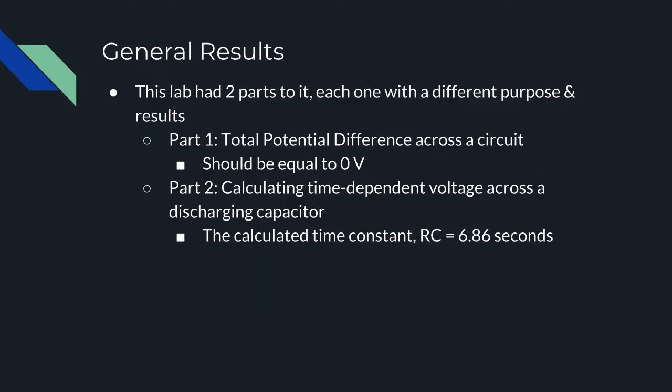This lab had two parts to it, each one with a different purpose and results. Part 1 was to find the total potential difference across a circuit, which should be equal to 0 volts, and the second part was calculating time-dependent voltage across a discharging capacitor and finding the time constant RC, which I calculated to be approximately 6.8 seconds.